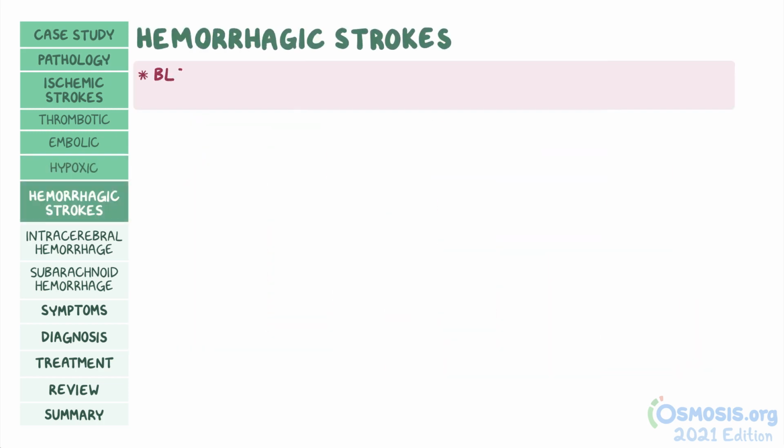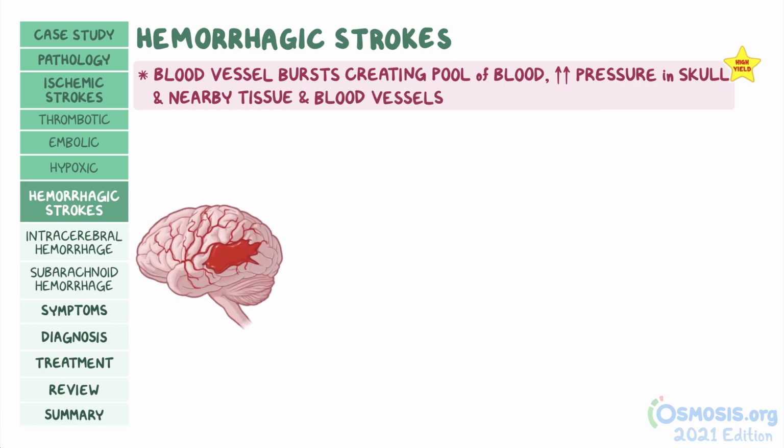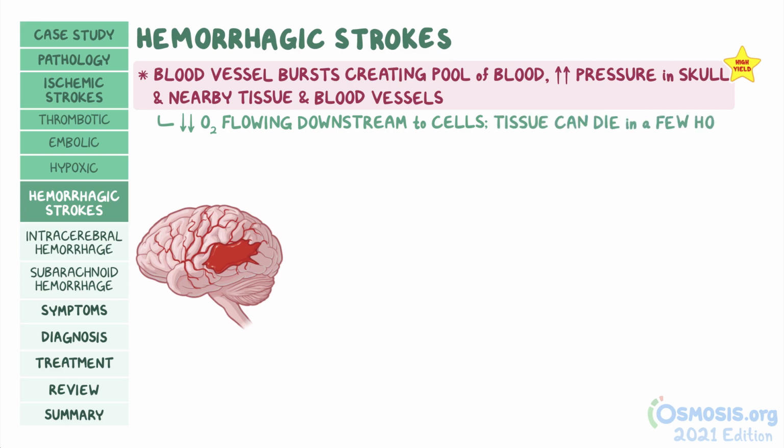All right, now let's switch gears and talk about hemorrhagic strokes, in which a blood vessel bursts and bleeds out, creating a pool of blood that increases pressure in the skull and on nearby tissue and blood vessels. In addition, less oxygen-rich blood is flowing downstream to the cells that need it. Healthy tissue can die from both the direct pressure and the lack of oxygen within a few hours.